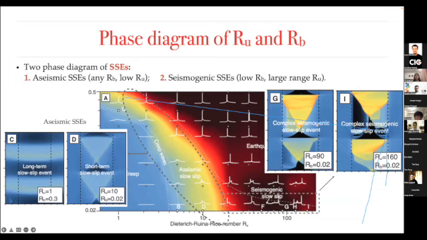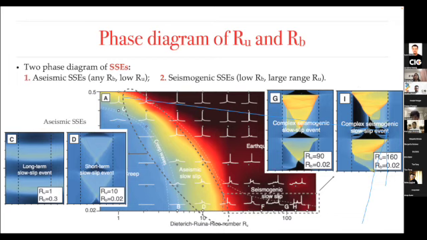These slow slip events are generated by relatively low RU numbers, and the range of the RU number here depends on the RB number. These slow slip events are found in nature as well, in between collocated slow slip events and tremors and seismogenic zones. In some subduction zones, they call them long-term slow slip events.